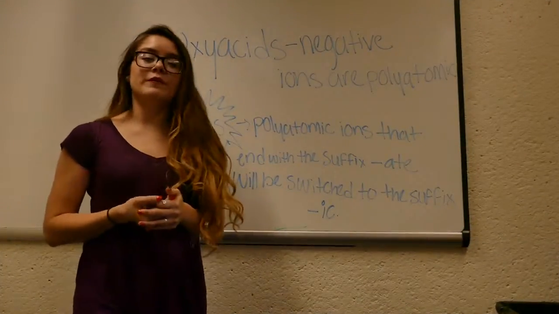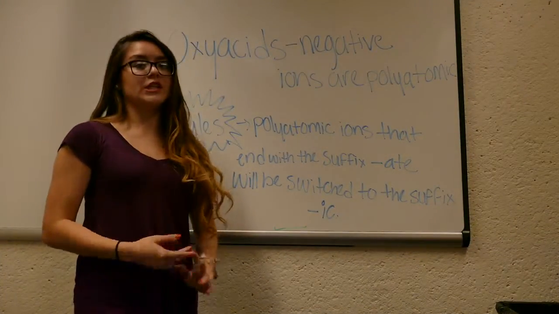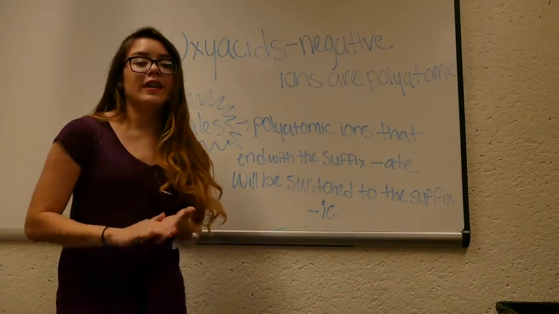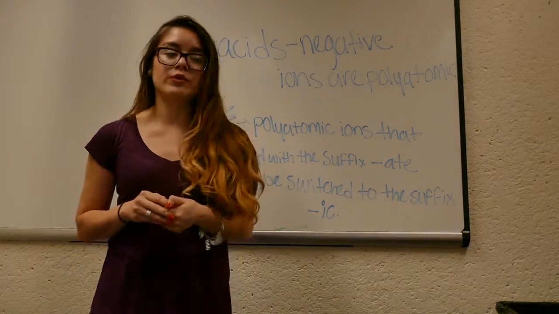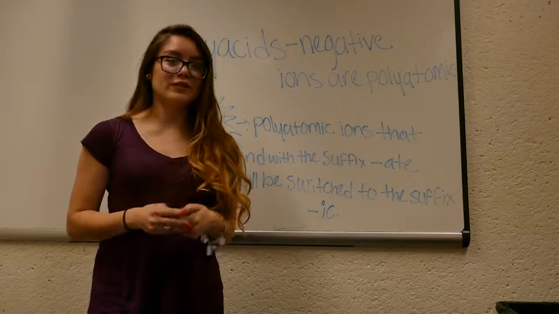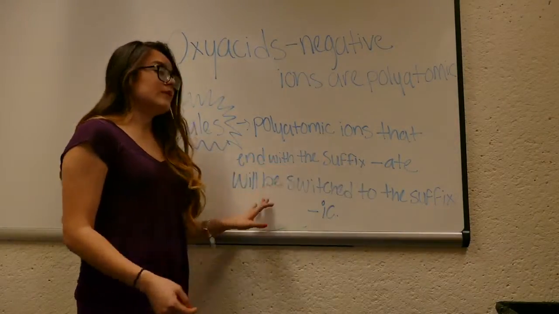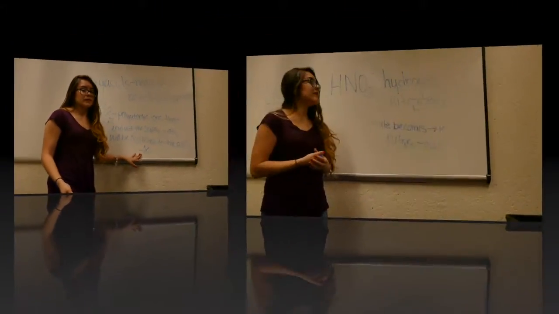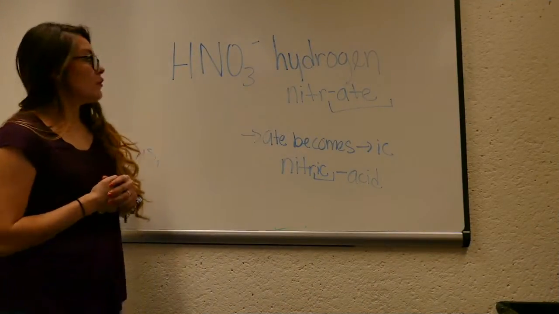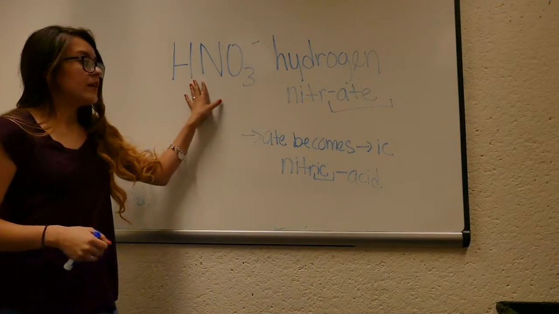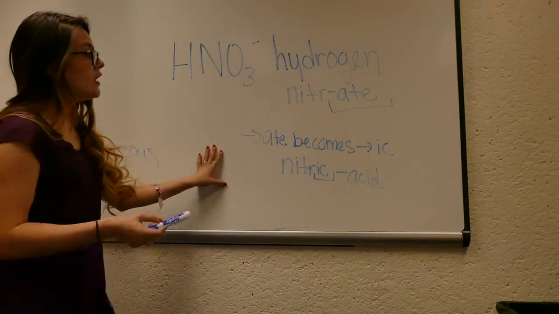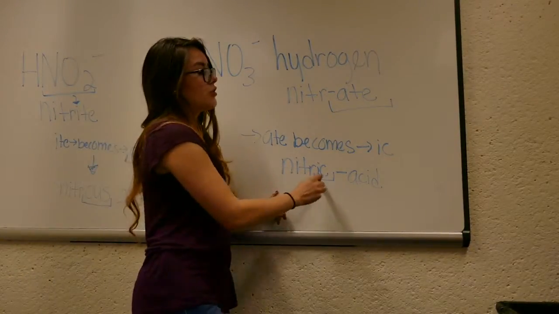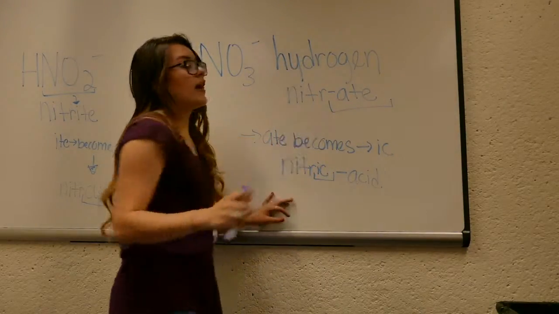However, when focusing on acids that have oxygen in them, oxyacids, the negative ion will be polyatomic ions. We will follow certain rules. Polyatomic ions that end with the suffix ate will be switched to the suffix ic. Now let's look at some examples. So we have hydrogen nitrate. Whenever we are working with the ates, they become ic. So then we would have nitric acid. We would be ignoring the hydrogen.